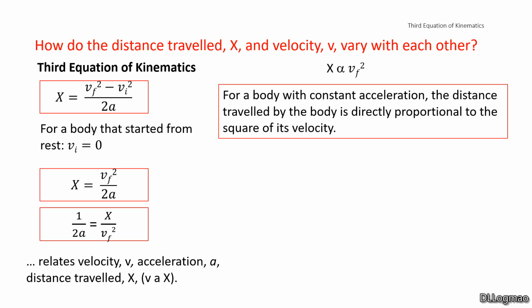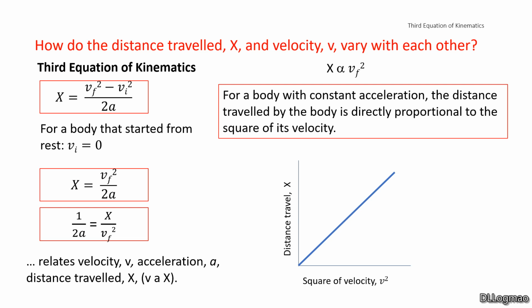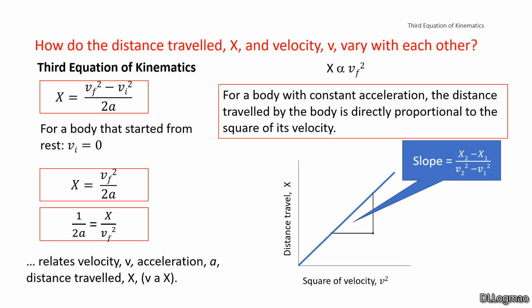So how is the distance traveled related to the velocity of the body? For a body with constant acceleration, the distance traveled by the body is directly proportional to the square of its velocity. The graph of distance traveled and the square of velocity is a straight line graph sloping upward to the right. The slope of the graph line is constant, and the slope is equal to 1/2 of the acceleration of the body.